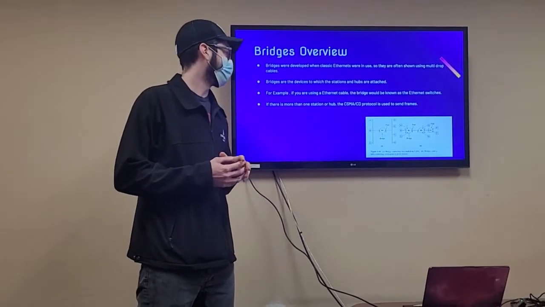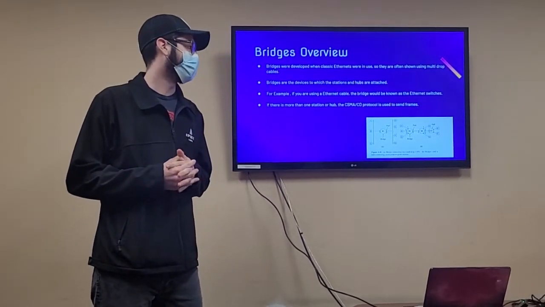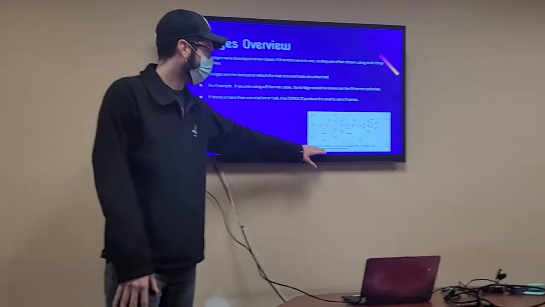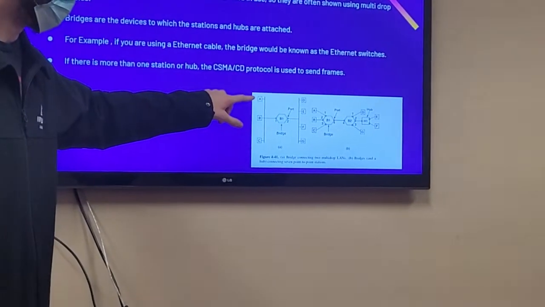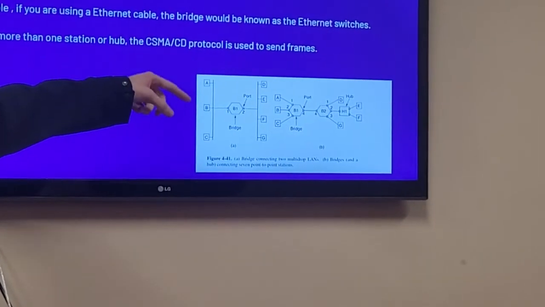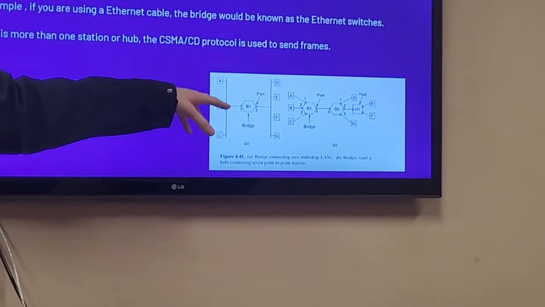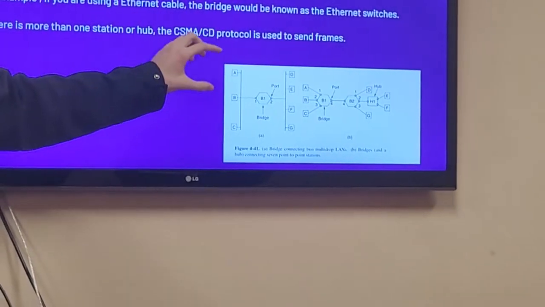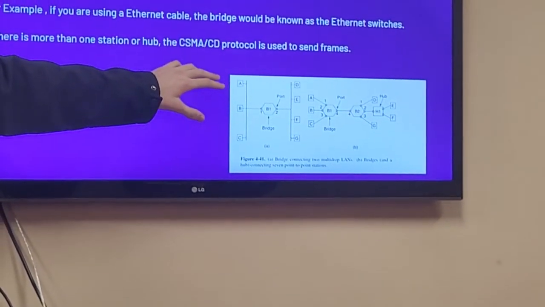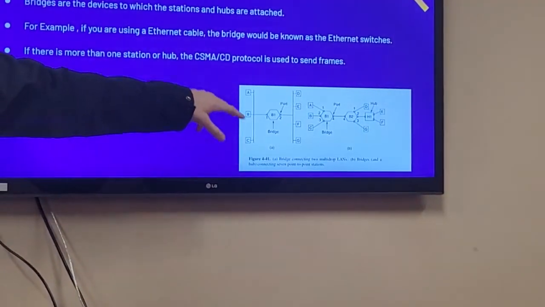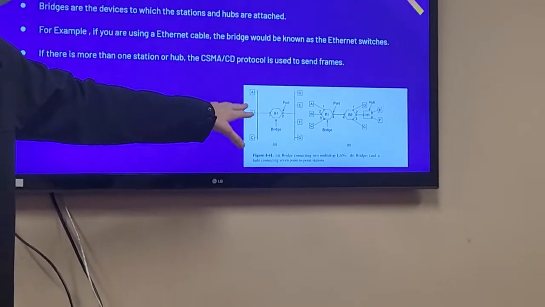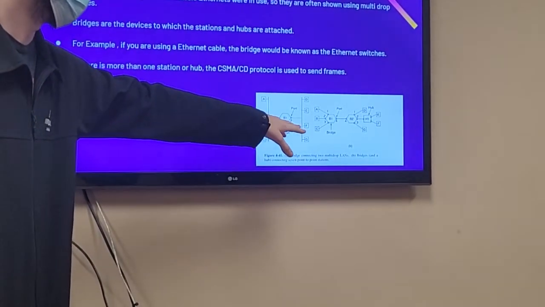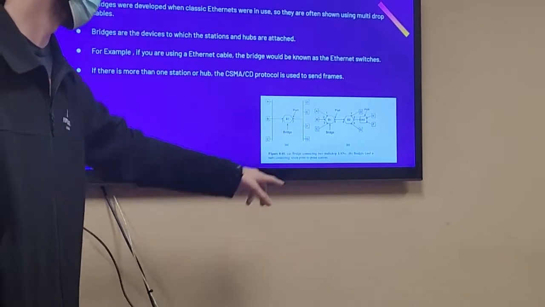If there is more than one station or hub, the CSMA/CD protocol is used to send frames. In these examples, if a frame was to be sent from A to B, by the time the frame hits the bridge, it would be discarded because it had already been sent to the destination. But if it was to be sent from A to F, it would have to go through port 1, through the bridge to port 2, and then to F.